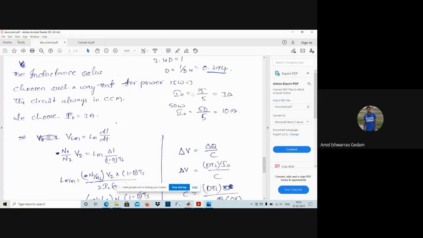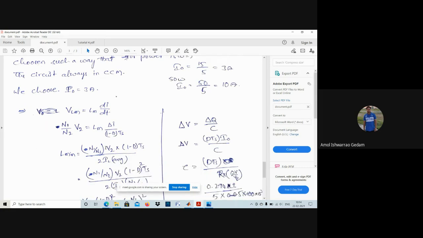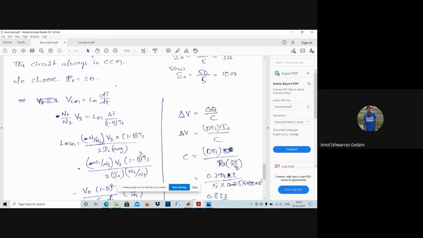So we have taken 15 watt power. According to 15 watt, I naught will be 15 by 5, because we have to buck it to 5 volt. So current is coming 3 ampere. Corresponding to 50 watt, the current will be 10 ampere. So in order to design the inductor, we have only one formula: VL is equal to L dI by dt. Any voltage we can take here, turn on voltage also, turn off voltage also.